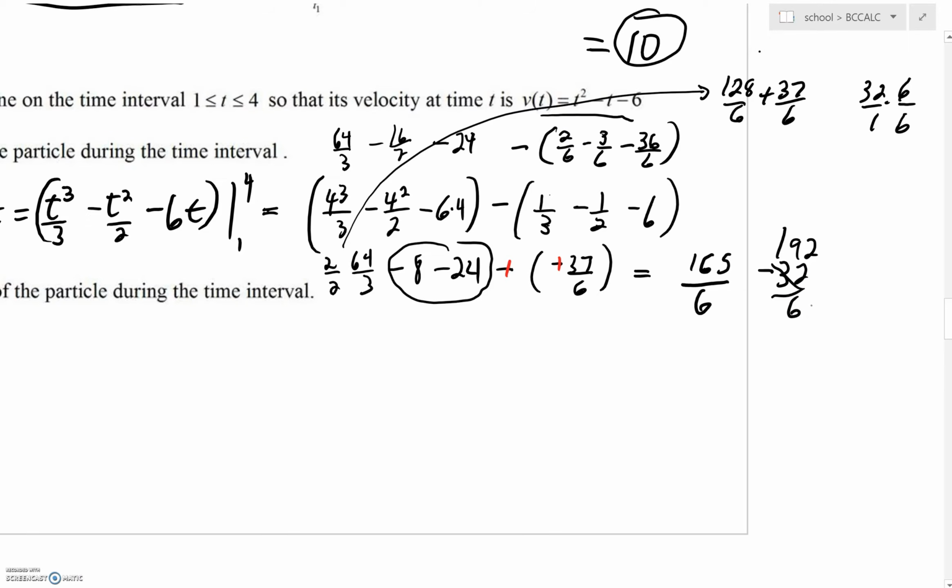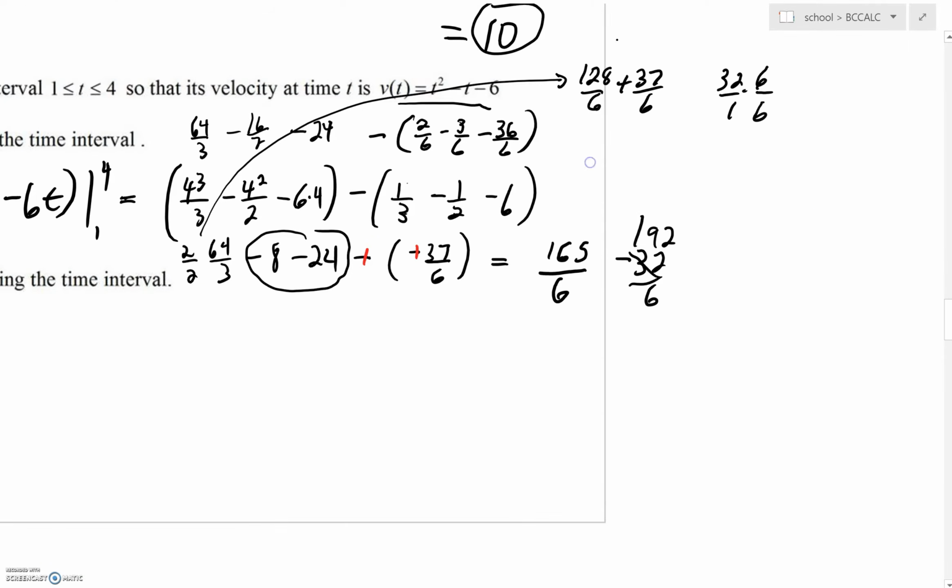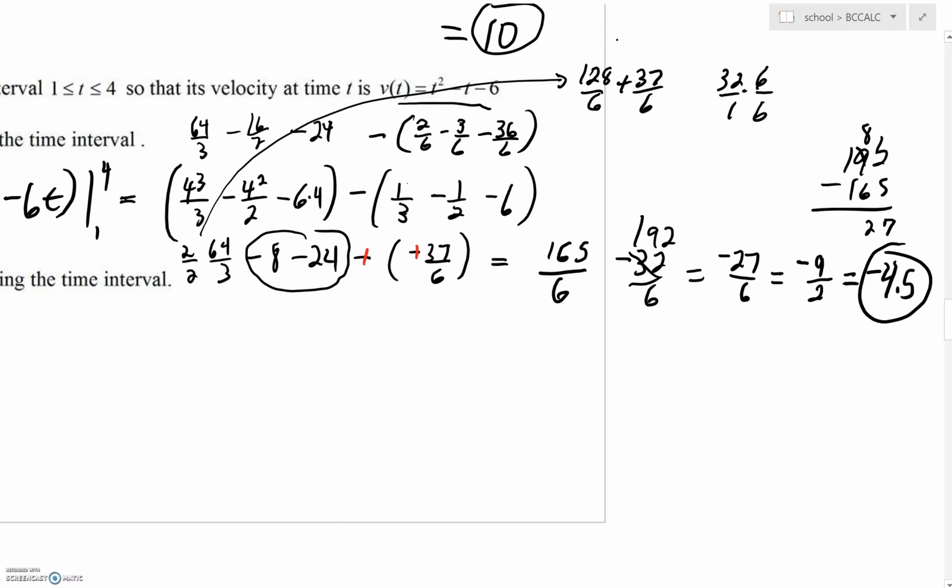So from here, wow, we can pretty much just do some basic arithmetic. We can do 192 minus 165. Again, notice I'm not even using a calculator whatsoever here. Let's see, 12 minus 5, of course, we're going to get 7, and this would be 27. So this would be negative 27 over 6. We should reduce, however. If we divide out a 3, we'd get negative 9 over 2, which as a decimal would be negative 4.5. That's our displacement.